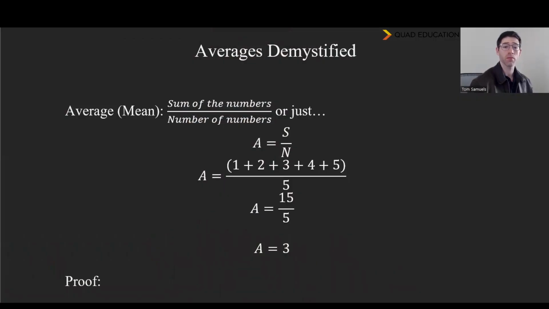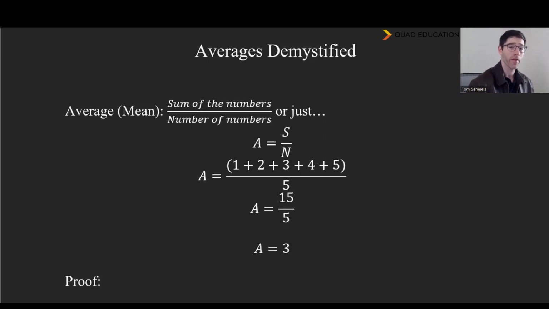Okay, averages demystified. Quick recap, the average is the same thing as the mean, the arithmetic mean if you want to be specific, and you can calculate it by taking the sum of a set of numbers and then dividing by the number of numbers in that set. So if I had the numbers 1, 2, 3, 4, and 5 in a set, I would just add those all together, 1 plus 2 plus 3 plus 4 plus 5, and that sums to 15. And 1, 2, 3, 4, 5 is pretty clearly 5 numbers, and so 15 divided by 5 is 3. And so from that, we get this equation, A equals S over N.